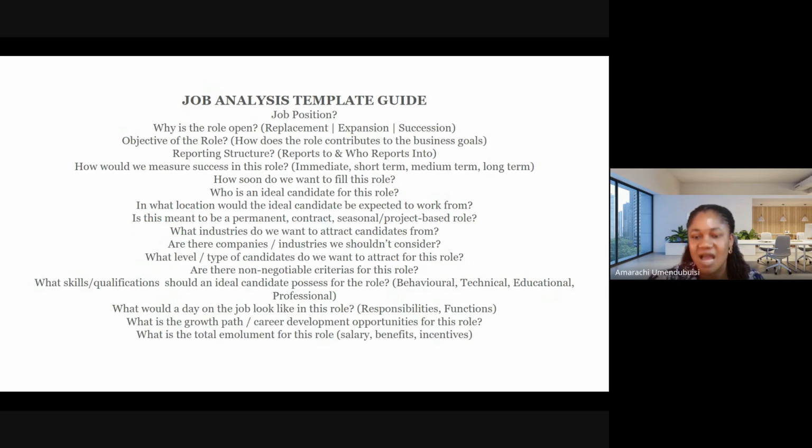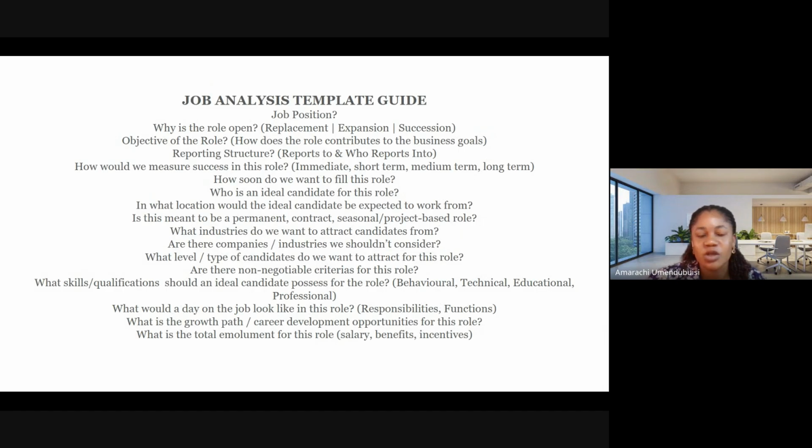And if it gets missed out, you might come back again to restart the entire recruitment process all over again. Or you might end up attracting talents that are not suitable for the role. And in the long run, there might be a recruitment mismatch or a recruitment error. So all of these are very important before you embark on any recruitment exercise.